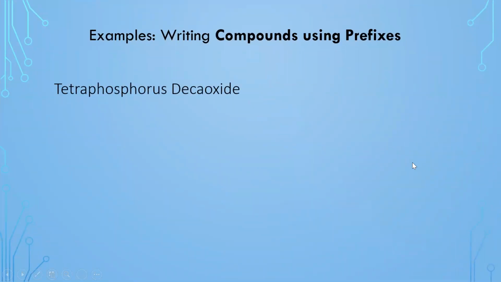Okay, first example, tetraphosphorus decaoxide. So the first thing I'm going to do is figure out what my elements are. So I've got phosphorus and oxide, which is oxygen. So I know I'm going to have a capital P for phosphorus and an O for oxygen. Now I need to figure out the subscripts. Tetraphosphorus means I have 4 phosphorus. So I'm just going to write a subscript of 4 after the P.